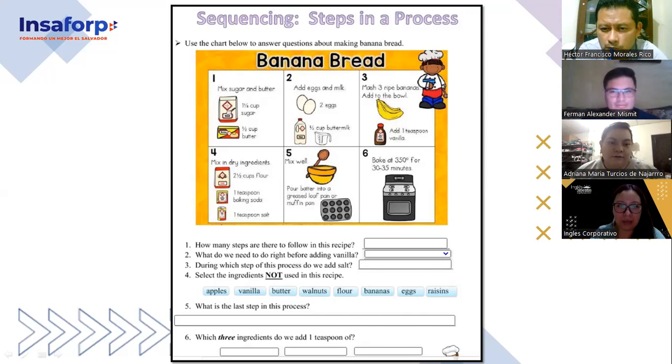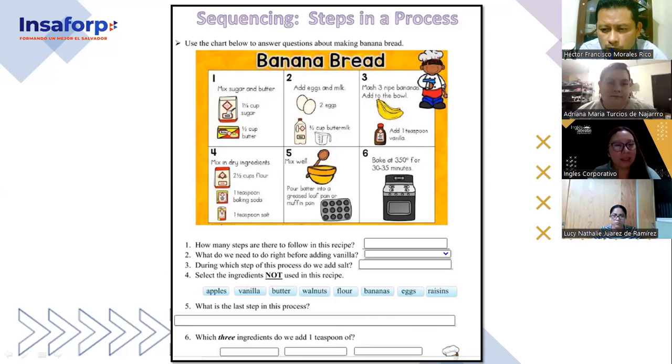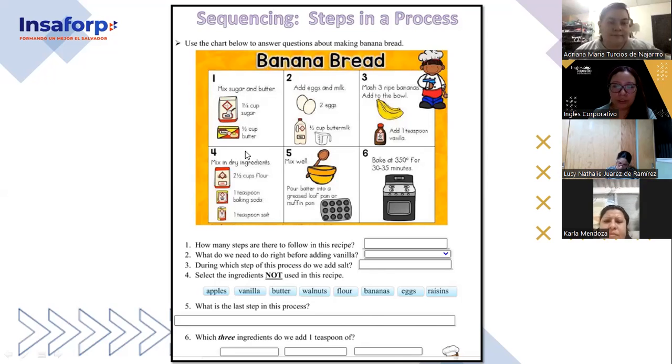Okay, thank you. Before we move to the actual exercise, antes de que pasemos al ejercicio, we're gonna get vocabulary. Siempre que se pueda, agarremos o busquemos vocabulario. Okay, so we have butter. La pronunciación es butter. Butter. Okay, mantequilla. It's not the same as margarine.